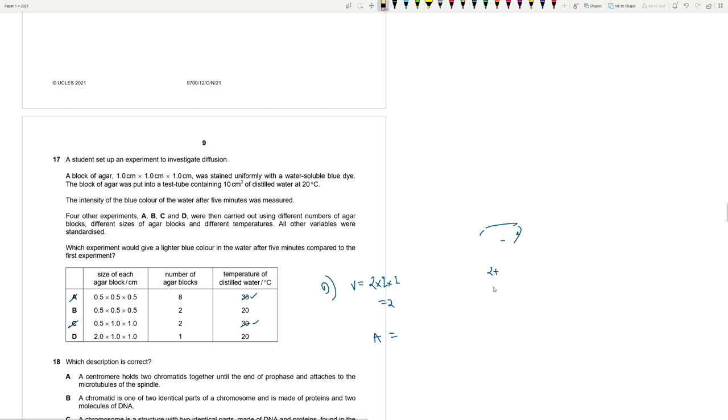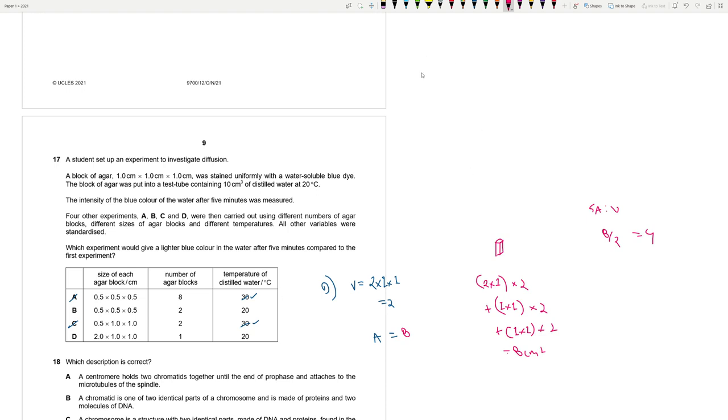One side is 2 centimeters, right? So one side is 2. The others are 1. So it's 2 into 1 into 2, plus 1 into 1 into 2, plus 1 into 1 into 2. How much is that? Basically, it's 8 centimeters square. So the area is 8, and the surface area to volume ratio is 8 to 2, which is 4. So the greater the surface area to volume ratio, the greater the diffusion.